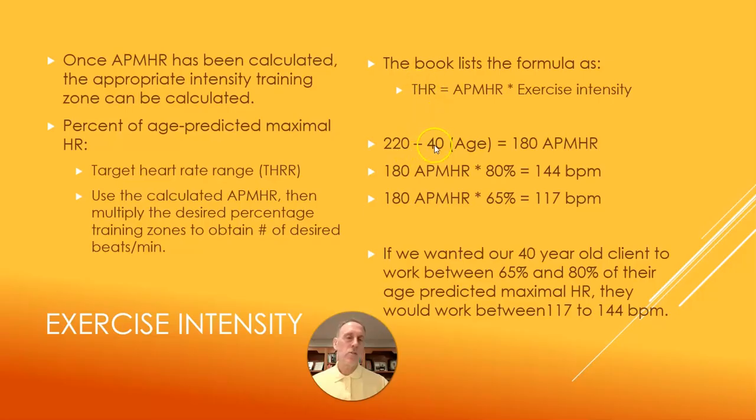So if we have 220 minus the age of a 40-year-old, that gives us 180 age predicted maximal heart rate. Our 180 times 80% gives us 144. Our 180 times 65% gives us 117. So if we wanted our 40-year-old client to work between 65 and 80% of their age predicted maximal heart rate, APMHR, they would work between 117 to 144 beats per minute. That's where the math comes in.